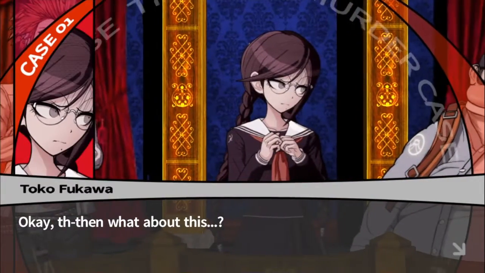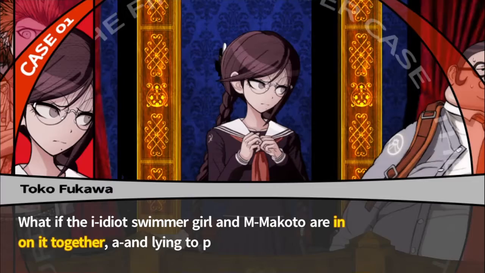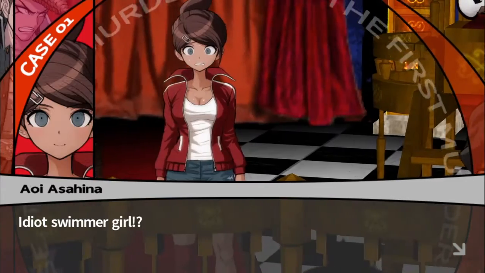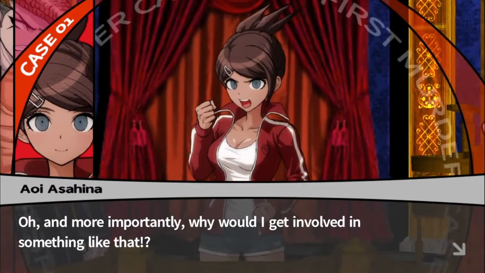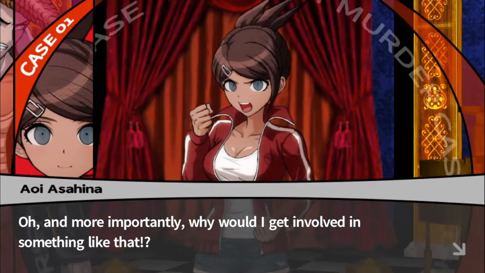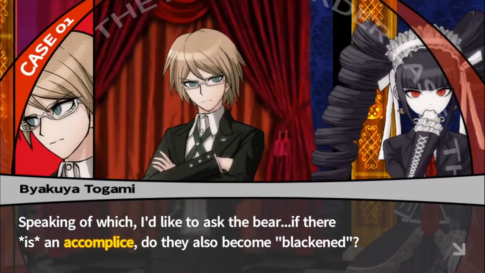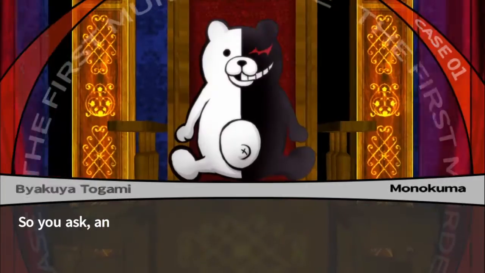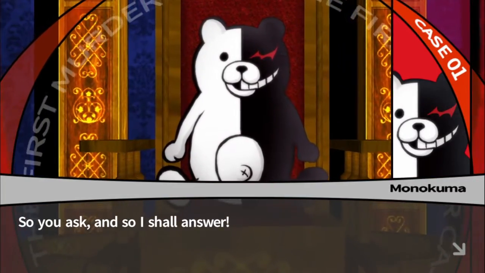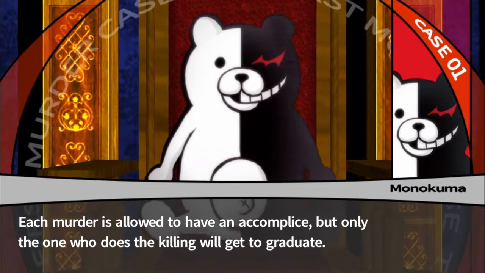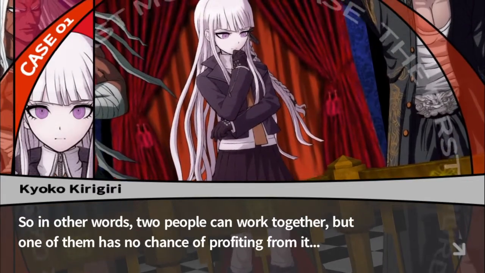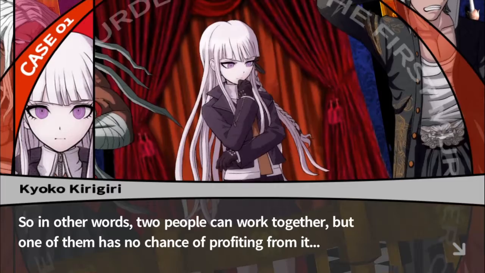Okay, then what about this? What if the idiot swimmer girl and Makoto are in on it together and lying to protect each other? Idiot swimmer girl? Oh, and more importantly, why would I get involved in something like that? Speaking of which, I'd like to ask the bear, if there is an accomplice, do they also become blackened? So you ask, and so I shall answer. Each murder is allowed to have an accomplice, but only the one who does the killing will get to graduate. So in other words, two people can work together, but one of them has no chance of profiting from it.